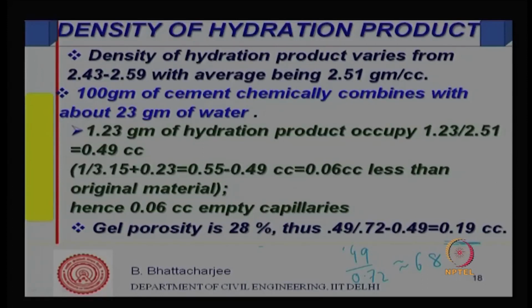So, if I take 1 gram of cement and allow it to hydrate fully, then the solid product of hydration will actually occupy 0.49 cc, 0.19 cc will be occupied by the gel pores enclosed within this product of hydration, plus you may have a capillary pore space of 0.06 cc, empty capillary-sized pores. So, this is what comes from the previous models.